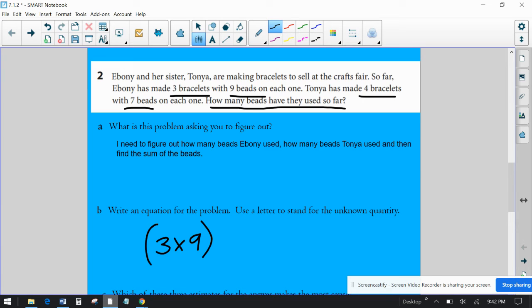And I know that the next step, I have to find Tanya's 4 bracelets with 7 beads, and it's just like how we did Ebony's. And then we have to add them up. So basically, I'm going to make Tanya's over here in parentheses as well. So this time we have 2 sets of parentheses. And now we're going to put a plus in between them. That plus in between is the 3rd step where we have to find how many beads total. So the unknown quantity we said was going to be B.